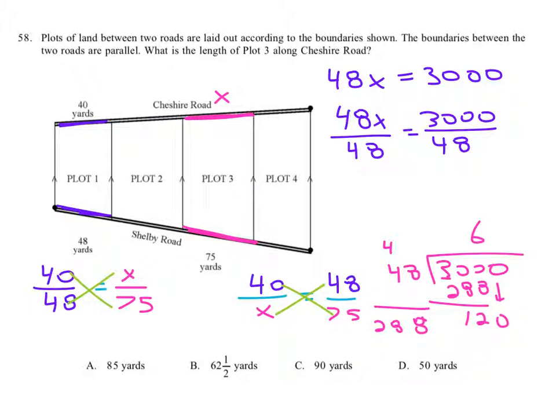And then we say, how many times does 48 go into 120? Well, it goes in about twice, I think, because it's about 50 and it doesn't go into it 3 times. So let's say twice. It's 96. When I subtract that, I get 24. Wow, that's exactly half of 48. So if I put a decimal here and brought a 0 down, that would go in 5 times. So 62.5 yards, that's what B says, and that is what the answer is.